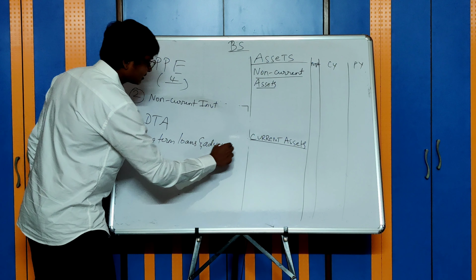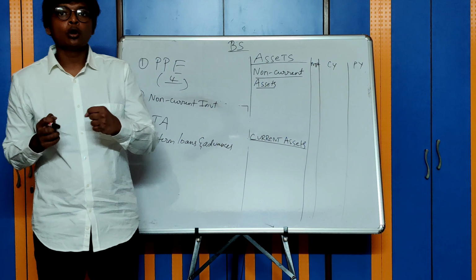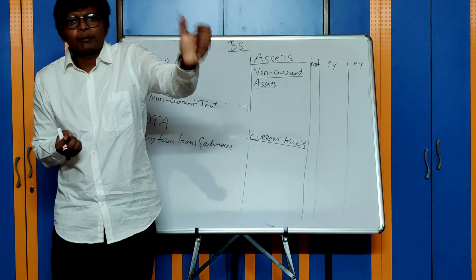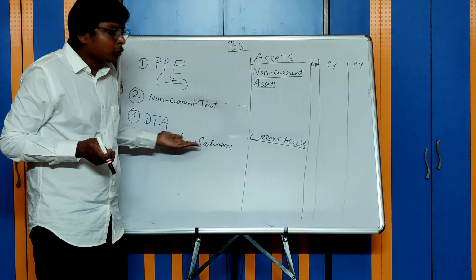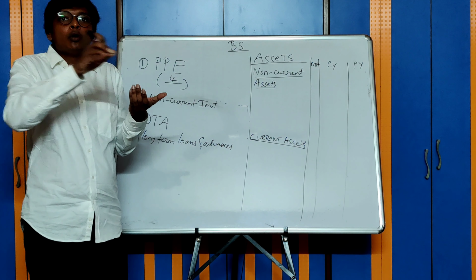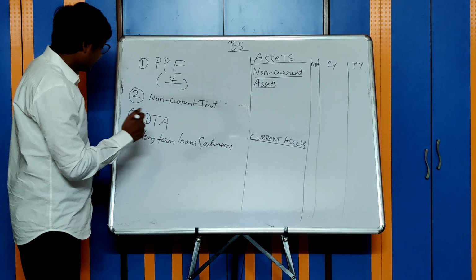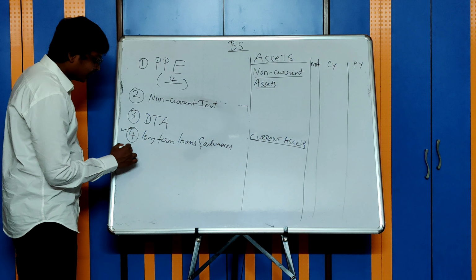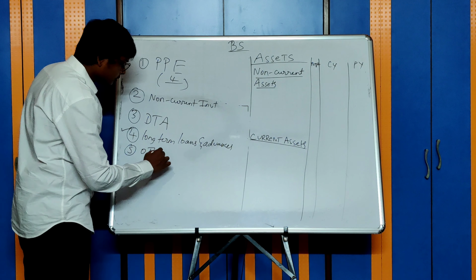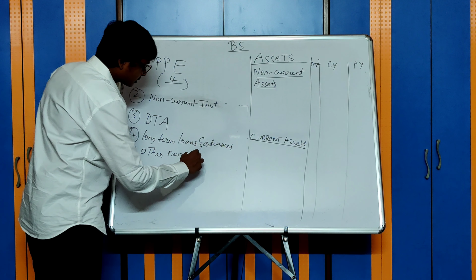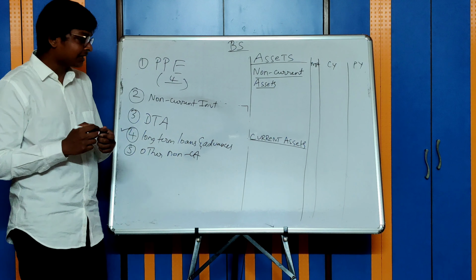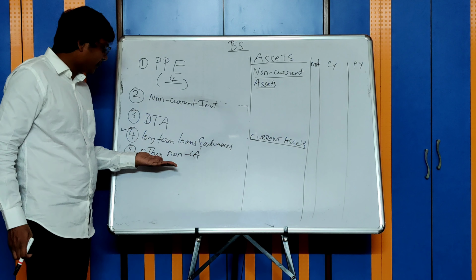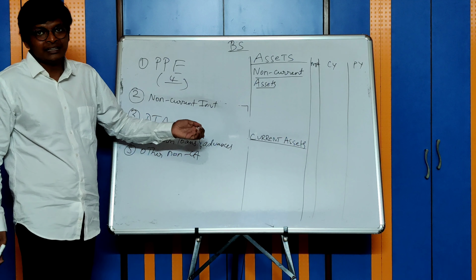What do you mean by this? Let's say company is giving loan to another company. Possible. Company is giving advance to suppliers. Possible. If such loans and advances are for more than a period of 12 months, it will come under long-term loans and advances. Last one is other non-current assets. Anything which doesn't fall in the first four items will come under your other non-current assets.